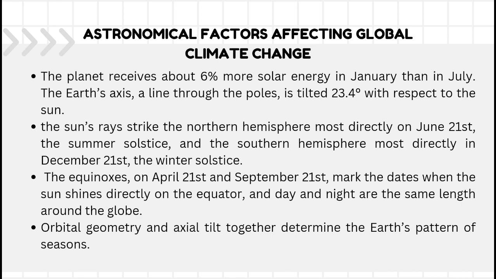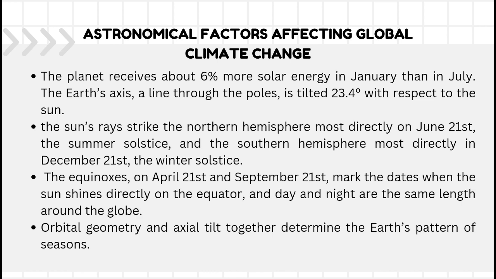The planet receives about 6% more solar energy in January than in July. The Earth's axis, aligned through the poles, is tilted 23.4 degrees with respect to the Sun. The Sun's rays strike the northern hemisphere most directly on June 21st, the summer solstice, and the southern hemisphere most directly on December 21st, the winter solstice. The equinoxes on April 21st and September 21st mark the dates when the sun shines directly on the equator, and day and night are the same length around the globe.